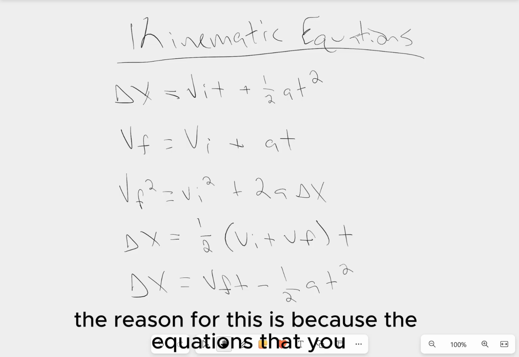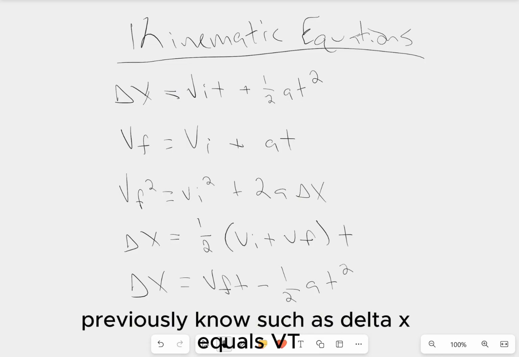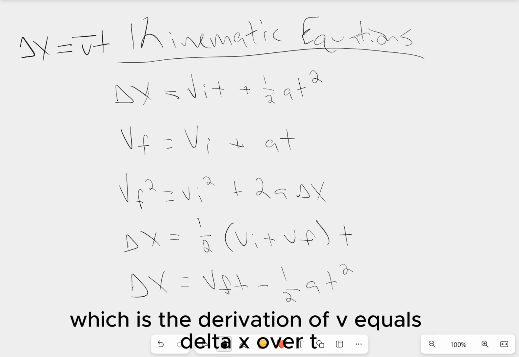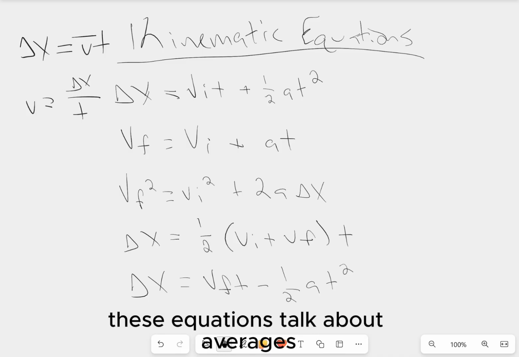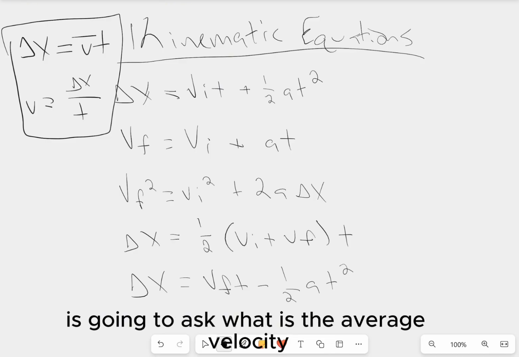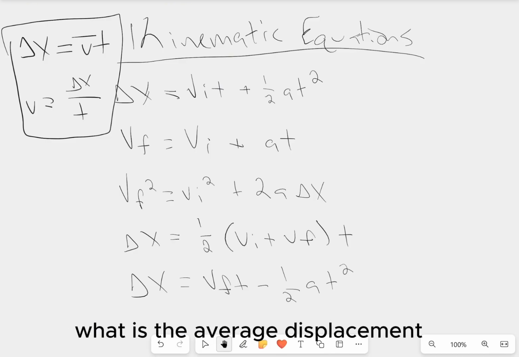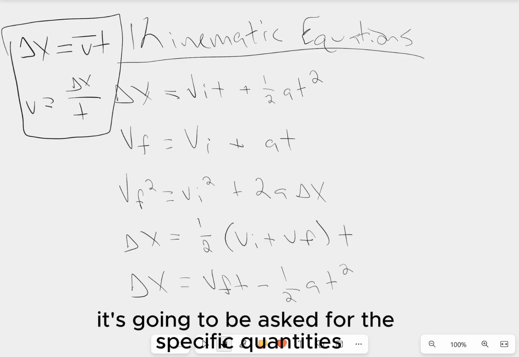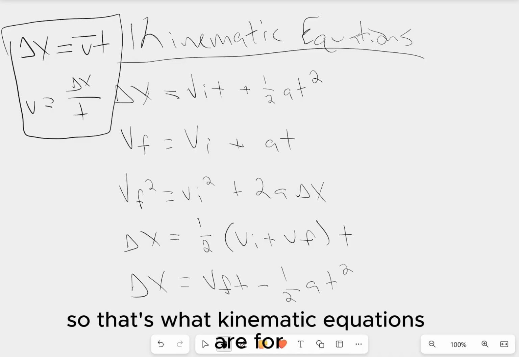The reason for this is because the equations that you previously know, such as delta x equals vt, which is the derivation of v equals delta x over t, talk about averages. And so not every question you're going to be asked is going to ask what is the average velocity or the average displacement. It's going to ask for specific quantities. So that's what kinematic equations are for.